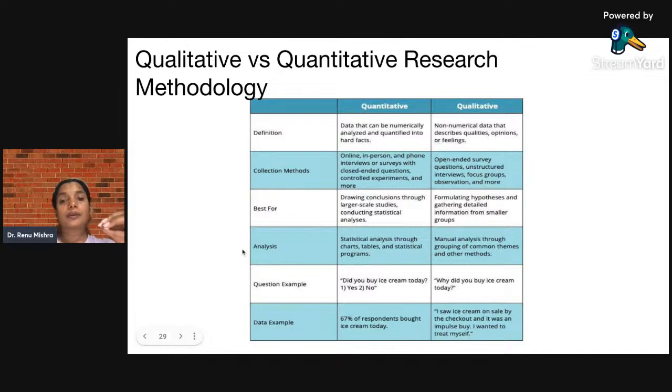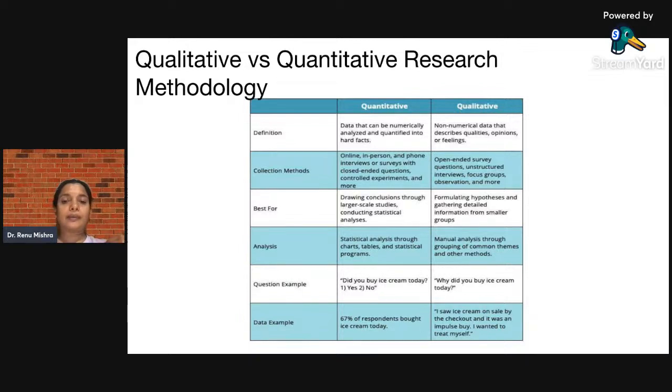When you talk about qualitative, you'll probably ask and investigate, why did you buy ice cream today? The data you get from quantitative on this question will be like 67 or 76% of respondents say that yes, they did buy an ice cream.